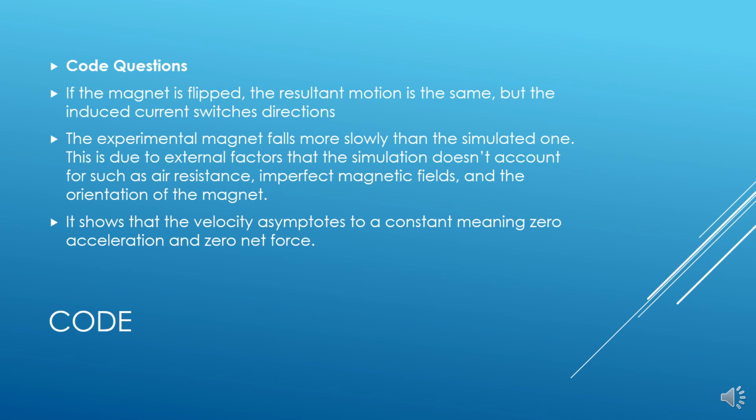The experimental magnet falls more slowly than the simulated one, and this is most likely due to external factors that the simulation doesn't account for, such as air resistance, imperfect magnetic fields, and the orientation of the magnet. Finally, it shows that the velocity asymptotes to a constant, meaning that there is zero acceleration and therefore zero net force.